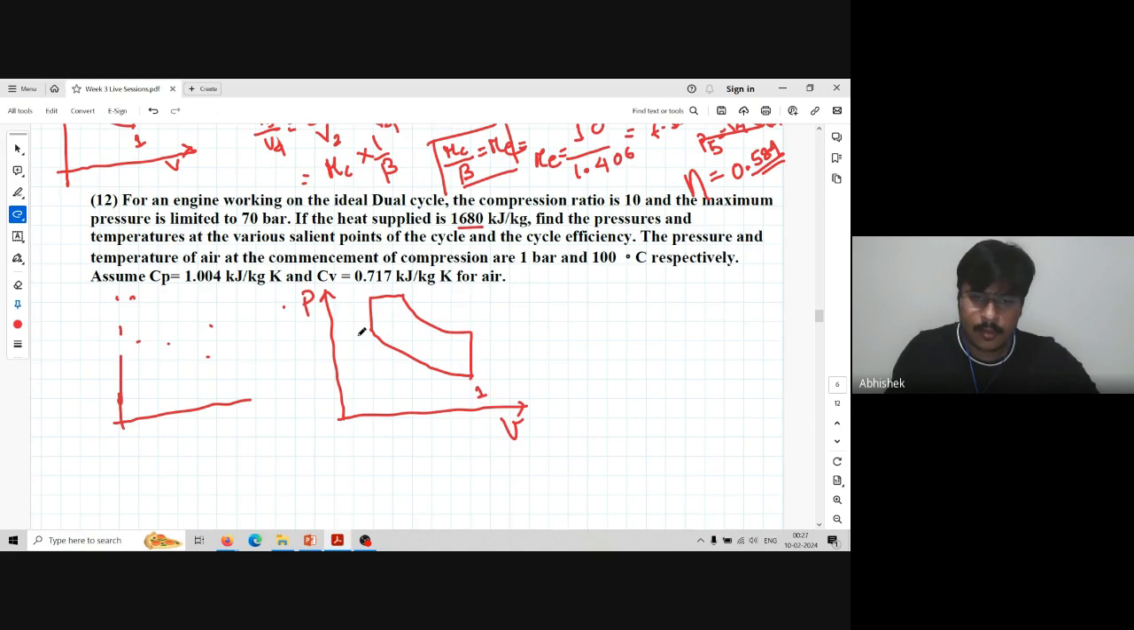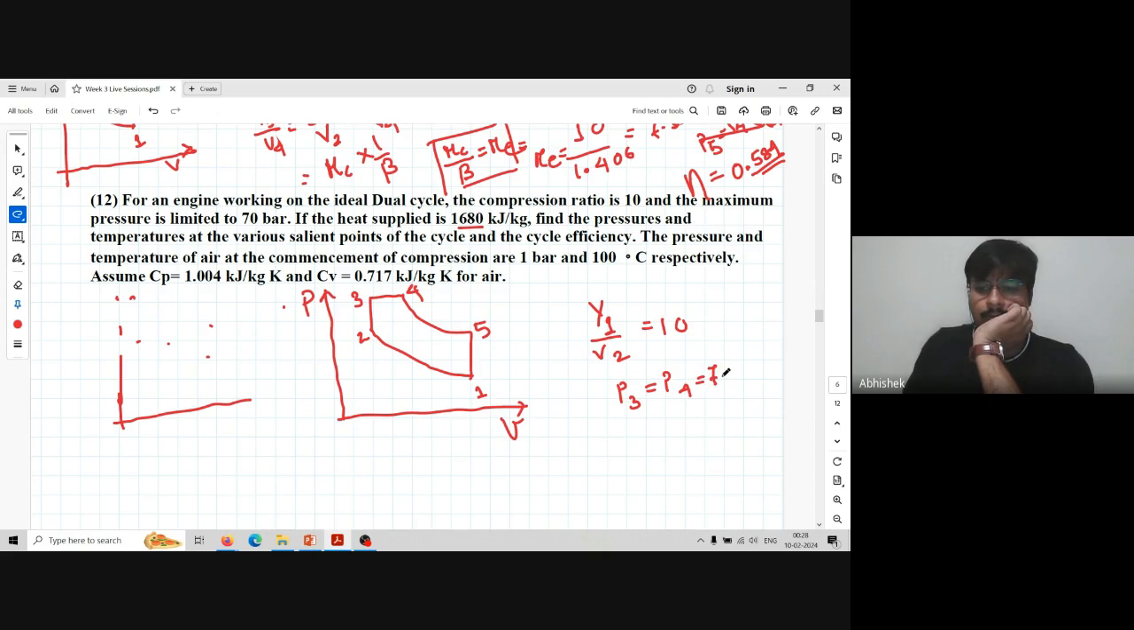This is 1, this is 2, this is 3, this is 4, this is 5. Okay, now what it is asking, compression ratio. So we have V1 by V2 is equal to 10. This is given. Maximum pressure is limited to 70 bar. So we have P3 is equal to P4 is equal to 70 bar. Correct. This one we have heat supplied QS is 1680 kilojoule per kg. Okay. Find the pressure and the temperature at various salient points.